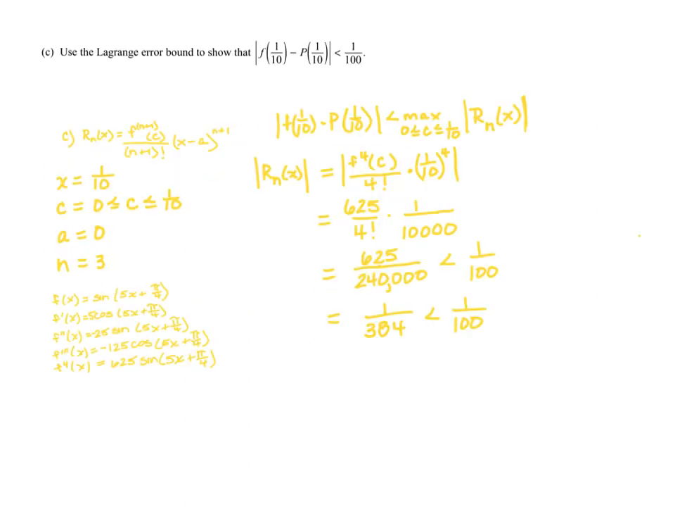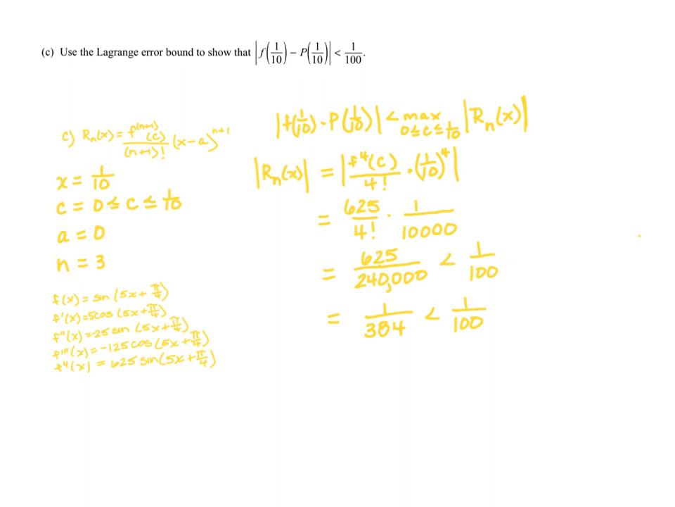Alyssa, here's part C of this question. They asked you to use the Lagrange error bound to show that the absolute value of the function at 1/10 minus the polynomial that you wrote at 1/10 would be less than 1/100. So you have to remind yourself of what that actually is. When you take the absolute value of the function value at some x minus the polynomial value at that same x, you're really looking at the difference between the two.